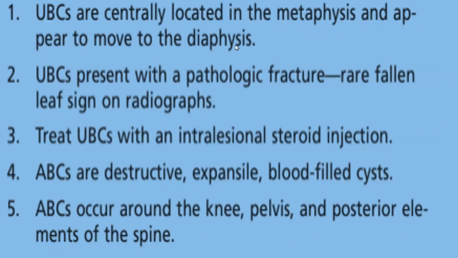Unicameral bone cysts are centrally located in the metaphysis and appear to move to the diaphysis. Unicameral bone cysts present with a pathologic fracture, a rare fallen leaf sign on radiographs. Treat unicameral bone cysts with intralesional steroid injections. Aneurysmal bone cysts are destructive, expansile, blood-filled cysts. Aneurysmal bone cysts occur around the knee, pelvis, and posterior elements of the spine.